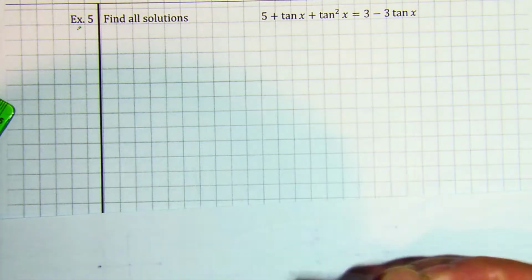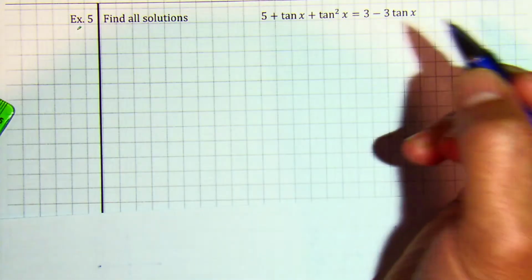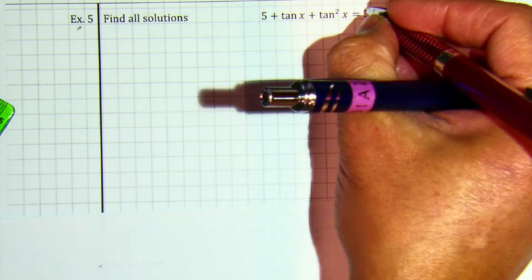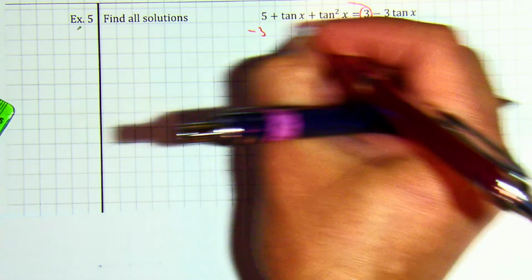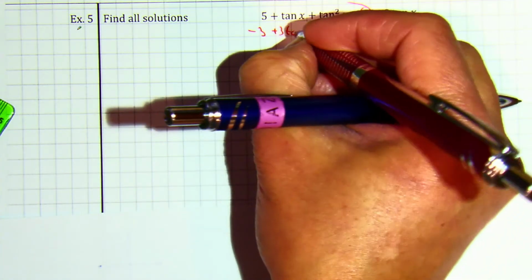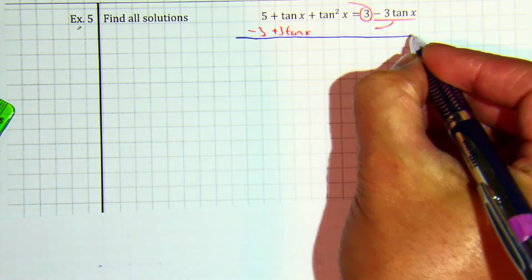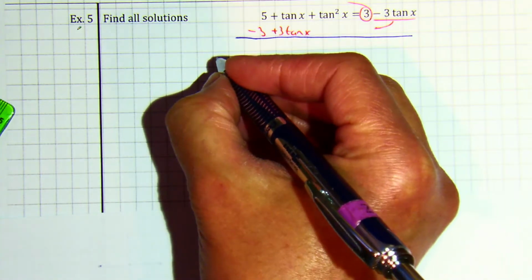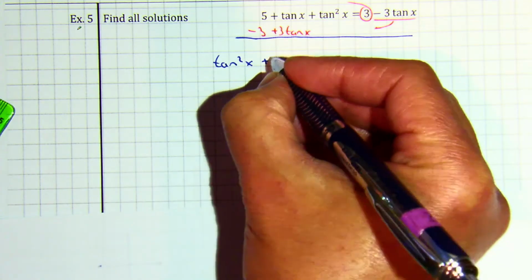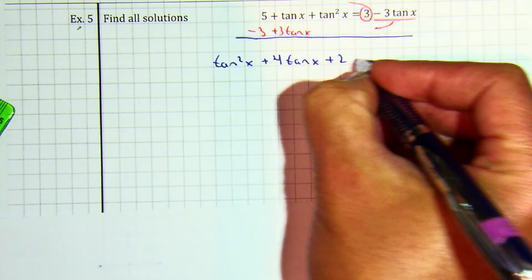So in this case, we have a tangent square, so I have a quadratic equation. I'm going to make it equal to 0. So I'll move everything to the left. Move this to the left, you can see -3 on both sides. Plus 3 tangent of x. And I'm going to write in order. I'm going to place my tangent square first. Then my tangents, so that'll be 4 tangent of x. And plus 2 equals 0.